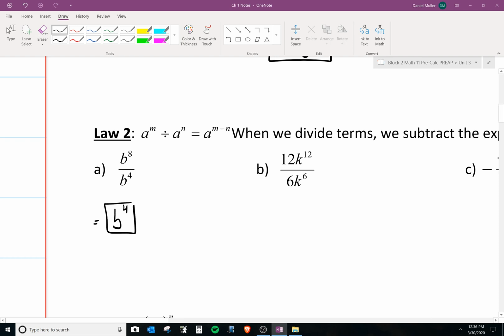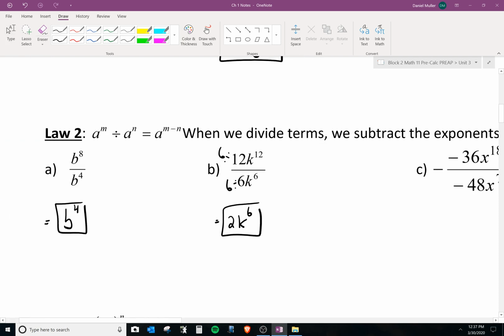For here, we've got terms out in front. Those can be reduced. Those can both be divided by 6. 12 divided by 6 is 2. 6 divided by 6 is 1. I'm not going to write it. And then for the k's, 12 minus 6 is 6. And there's nothing left over. I had this as a fraction. It's going to be over 1, but we don't even need to write that. That's our final answer. When you subtract, our answer is on the numerator, and sometimes we'll move it.